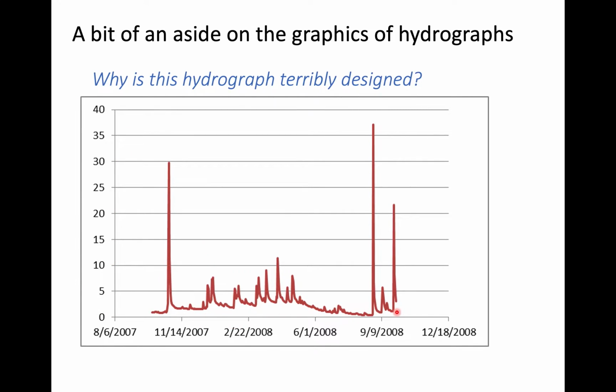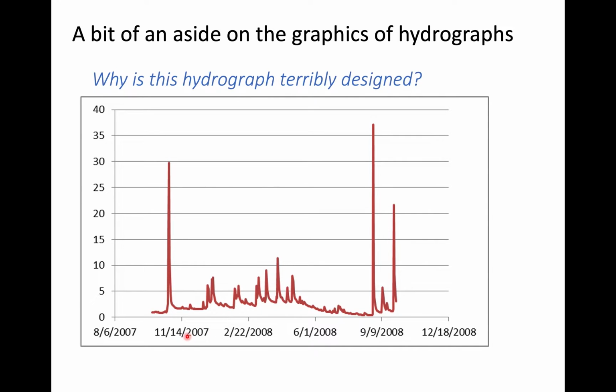This is actually that same Roaring River hydrograph that I showed you from the USGS, so we can see that when we don't use a log y-axis, we lose a lot of our ability to perceive differences in the low flow and moderate flow portion of the hydrograph.